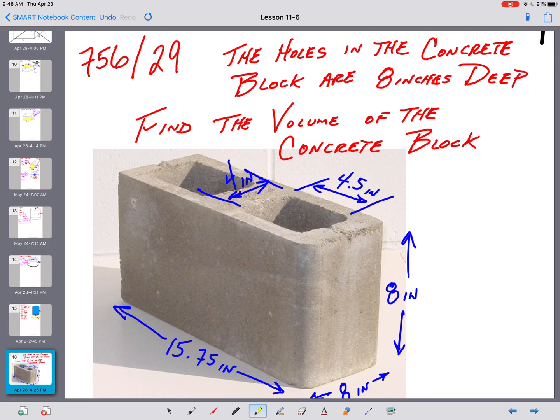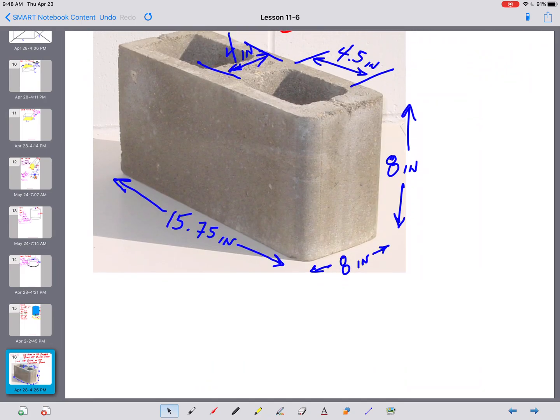Yeah, it's the whole way. Find the volume of the concrete block. Now, this isn't a brick, it's a block. What are we going to do? How are we going to figure out the volume of this block? Find the total volume and then take away the volume of the 2 holes. I'm sure you were thinking that.